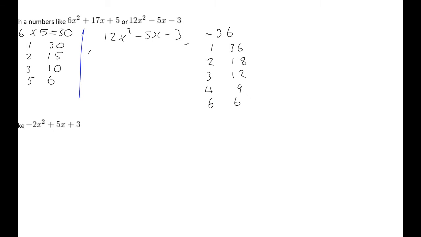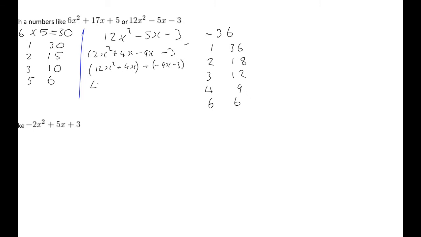So again, I write my x squared bit exactly as it is. Then I've got plus 4x minus 9x. And the minus 3 is exactly the same. Now note, again, we could have written minus 9x plus 4x, and if you want to have a go at that in a moment, feel free. We're now going to break them up into the separate sections again. 12x squared plus 4x, plus minus 9x minus 3.